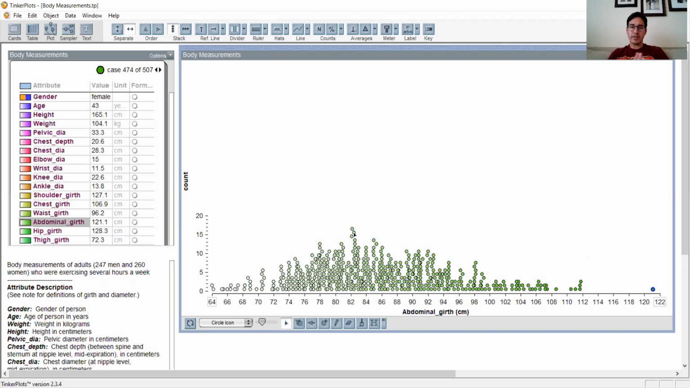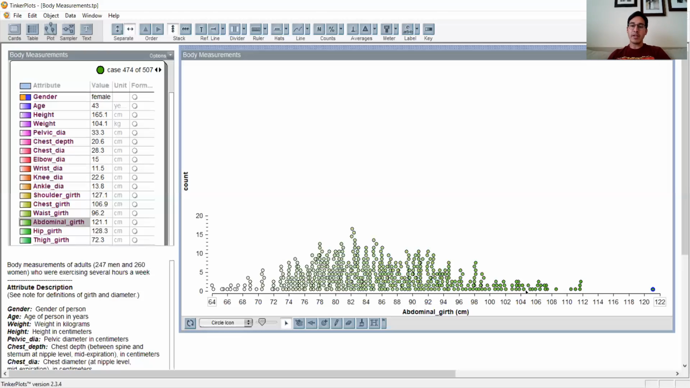But what about a question like this? How many people had an abdominal girth of over 100? Is that something that you can quickly answer with a dot plot? And the answer is no, because you would need to count all these dots here, and that would take you quite a bit of time. So dot plots aren't the best graph to use when it comes to answering questions of how many individuals fall within a certain interval or what percentage of individuals fall in a certain interval. Okay. So that's why we can use histograms.